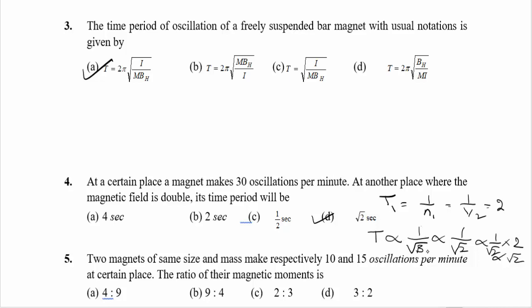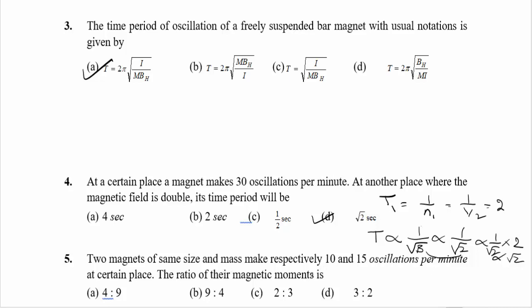See here, time period is inversely proportional to the magnetic field as discussed above, 1 by root B. The magnetic field is doubled, so B is 2 times. Now it is 1 by root 2 times the initial time period. Initial time period means 2. 2 by root 2 means root 2. Okay, next question.